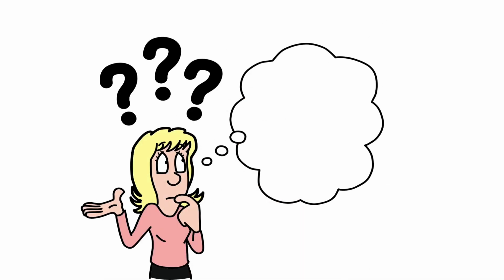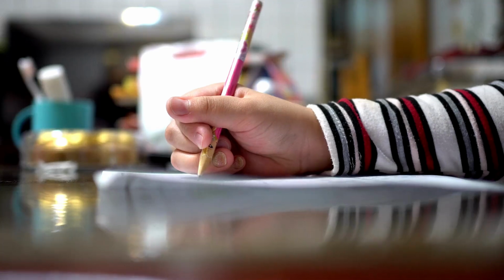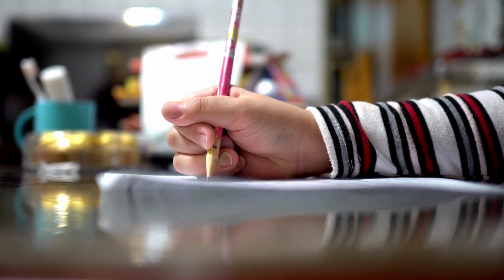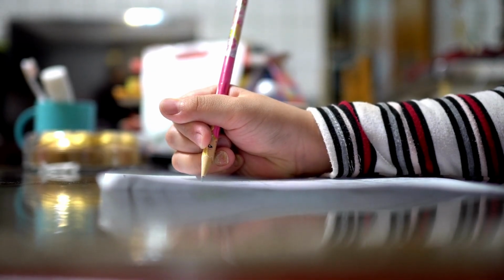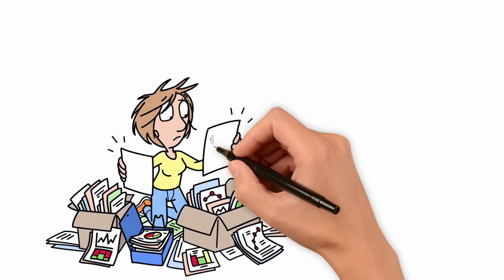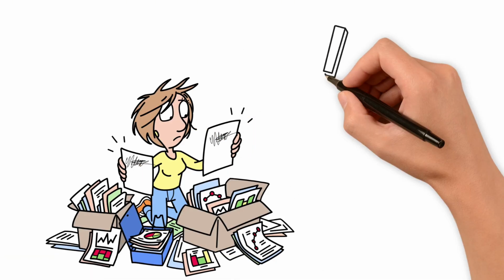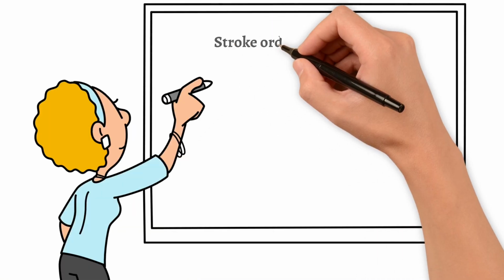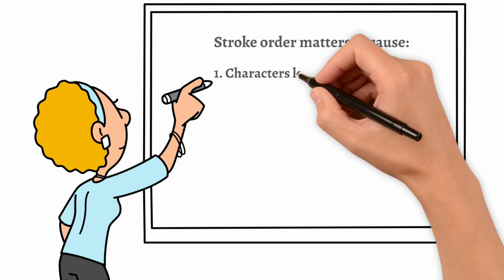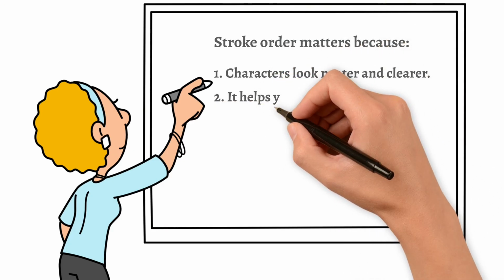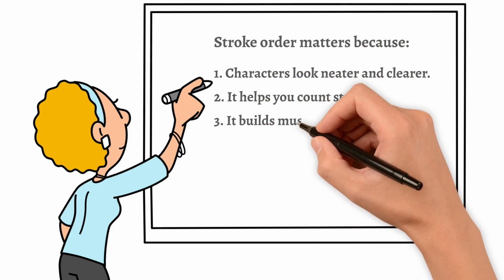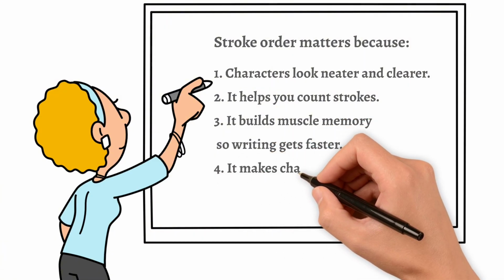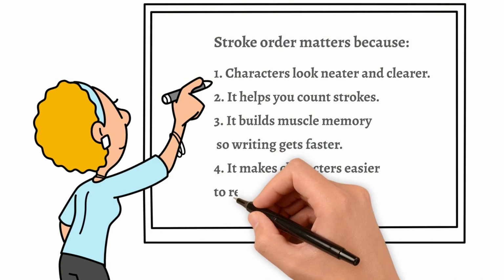Now, let's talk about how to write characters correctly. Here's a question. What do you think would happen if we wrote a character in the wrong order? Well, our writing would look messy and it would be a lot harder to recognize or remember the character. Stroke order matters because: 1. Characters look neater and clearer. 2. It helps you count strokes. 3. It helps build muscle memory so that the writing gets faster. And 4. It makes characters easier to remember.